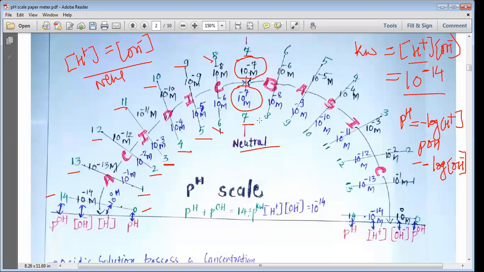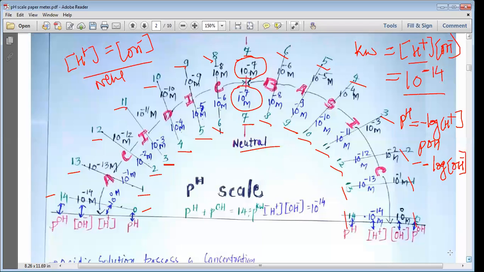When pH is 8, pOH is 6. 6 plus 8, 14. When pH is 9, pOH is 5. 9 plus 5, 14. When pH is 10, pOH is 4. 10 plus 4, 14. When pH is 11, pOH is 3. 11 plus 3, 14. When pH is 12, pOH is 2, 12 plus 2, 14. When pH is 13, pOH is 1, 13 plus 1, 14. When pH is 14, pOH is 0, 14 plus 0, 14.